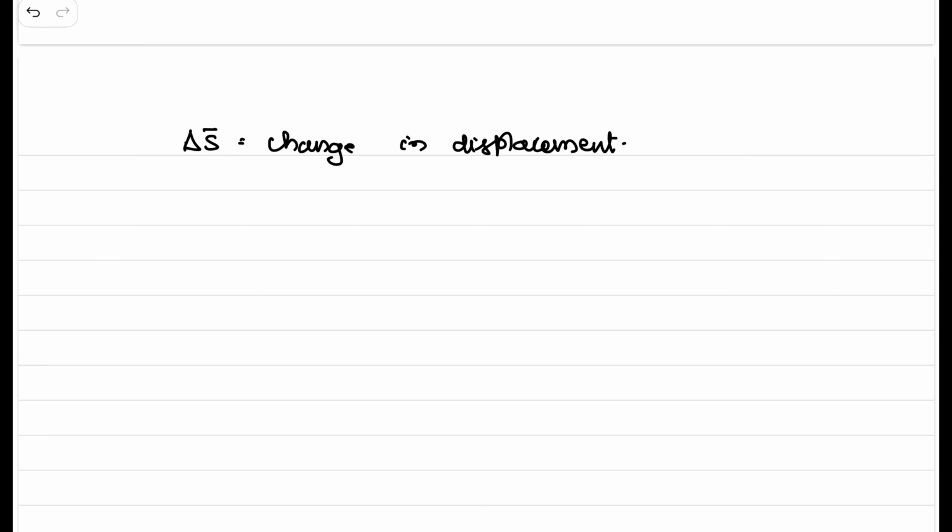That means the position vector x bar, dx bar by dt the rate of change of positional vector, the velocity vector, and delta s the change in displacement vector. These are all interrelated. Please try to understand.